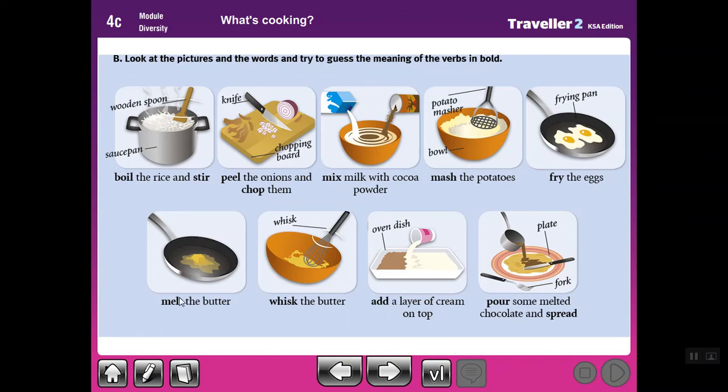Melt the butter. Melt here. When you melt, you make something melt. You transform it from solid into liquid, like water, like butter, and so on. Whisk. Whisk the batter. Whisk here means to mix quickly using a whisk. The word whisk here is a noun like here. This is a whisk. It's a noun and a verb. Here you whisk the batter, you mix it quickly using this whisk.